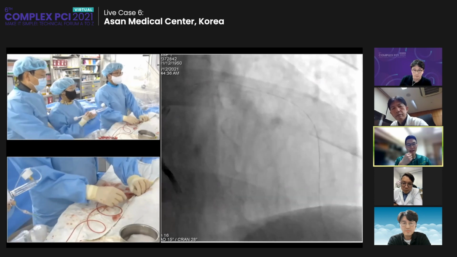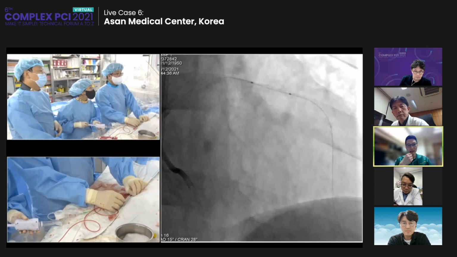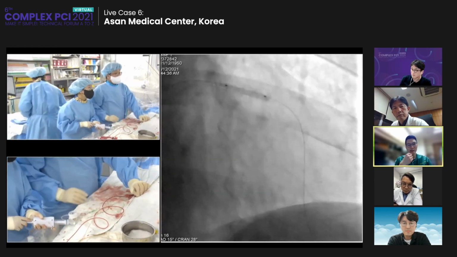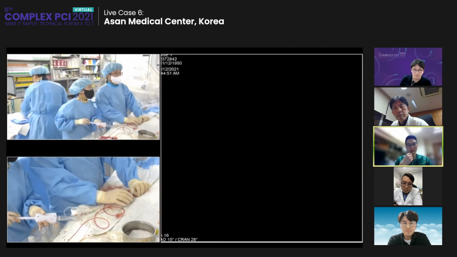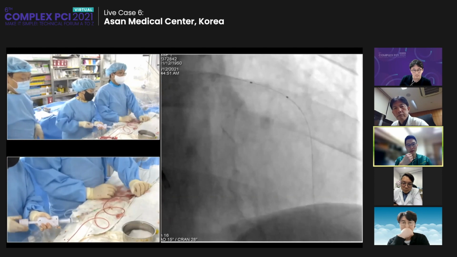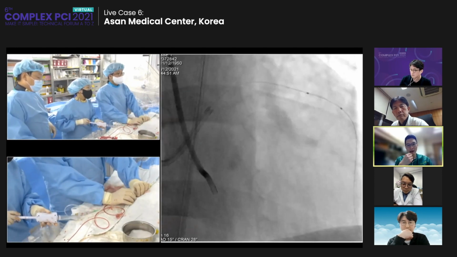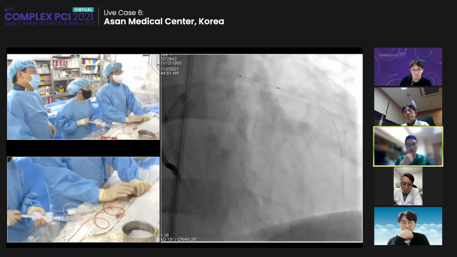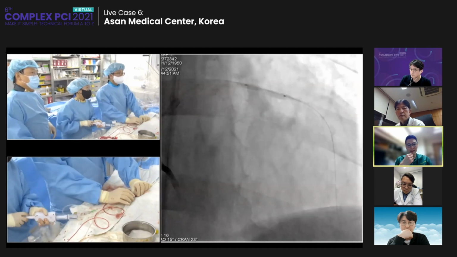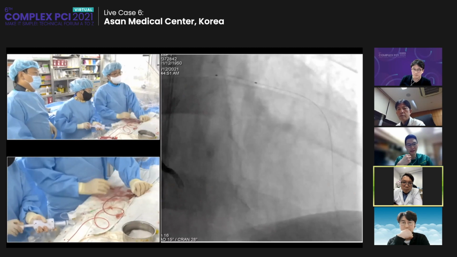At the end of the day, if you can successfully wire across the CTO, it is often impossible to do a lot of injection to show where exactly you are going to land the stent. So we always use IVUS, apart from optimization, to precisely locate our stent, to make sure we do not miss the lesions and to avoid further complications like angiogram-induced dissections.